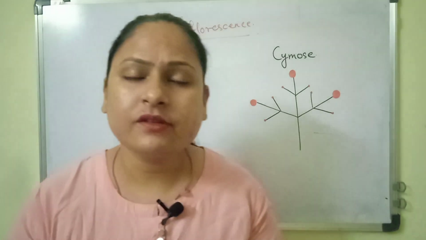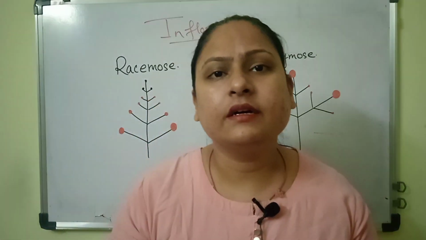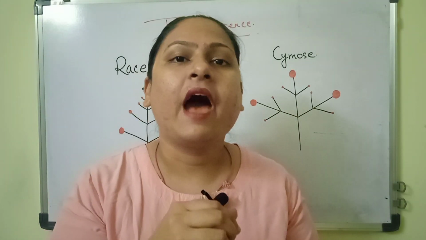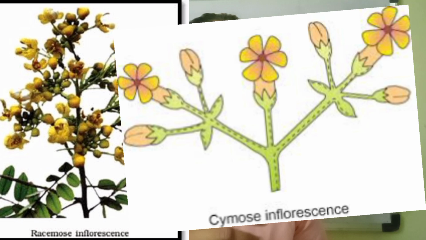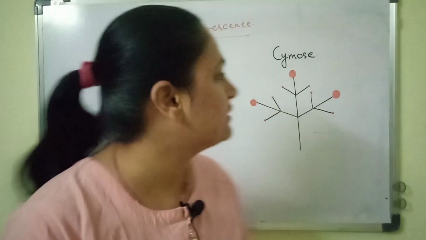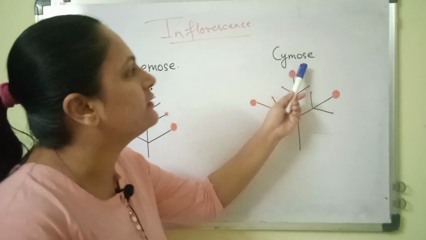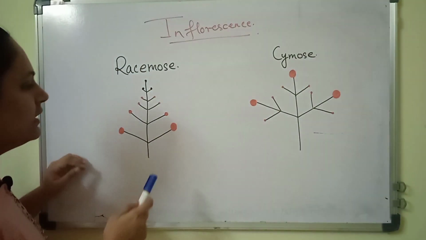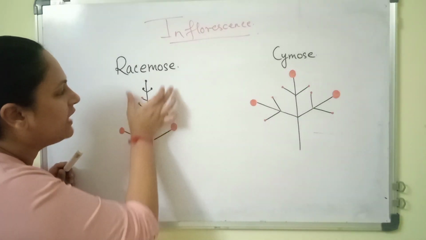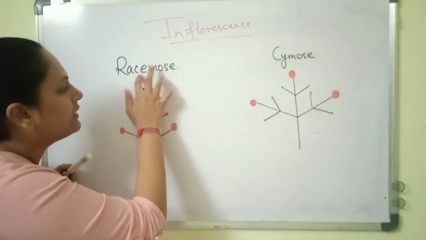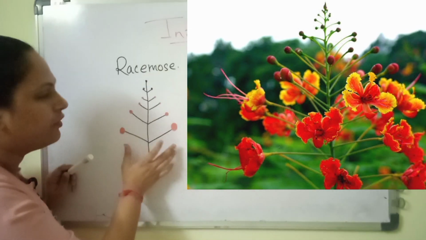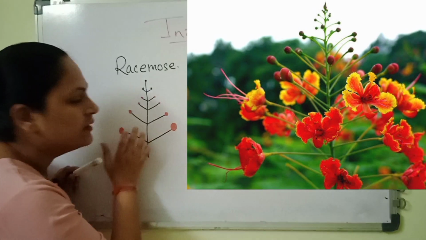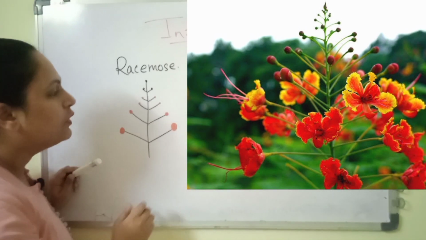Now, depending on whether the axis has a continuous growth or it is terminated, there are two types of inflorescence. One is the racemose inflorescence and the other is the cymose inflorescence. Racemose inflorescence: can you see here, at the apex of this inflorescence there is no flower, and at the base there are mature flowers.